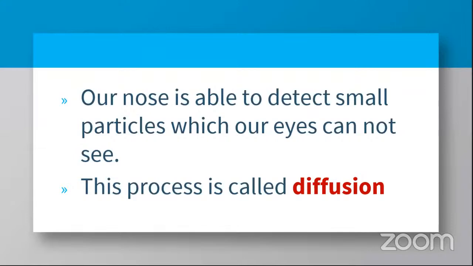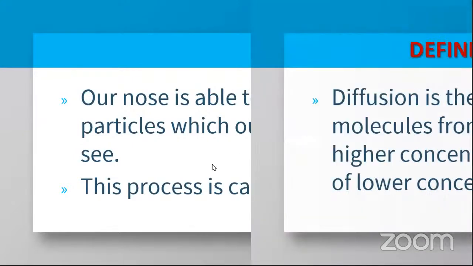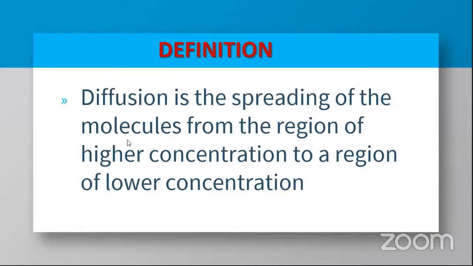So those are the examples of diffusion and when they occur. When burning rubbish, that's okay. Good. So by definition, you have already defined it. I'm just repeating this: diffusion is the spreading of molecules from the region of higher concentration to the region of lower concentration. Very good.